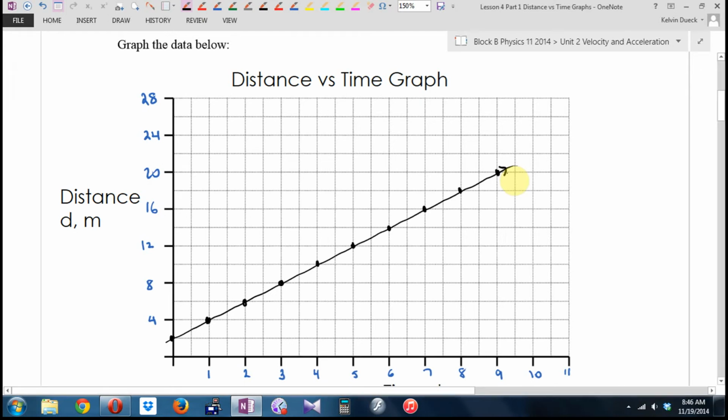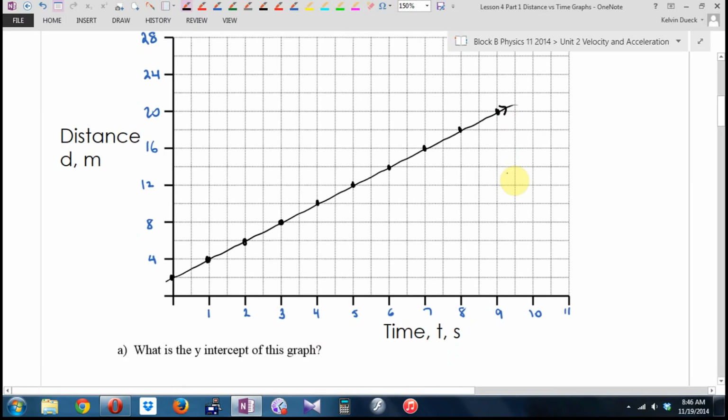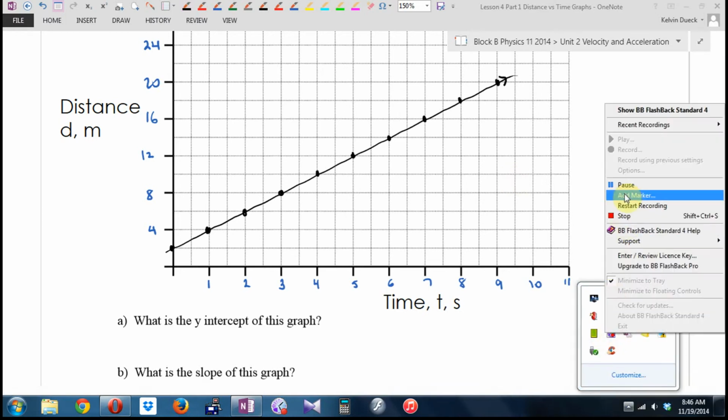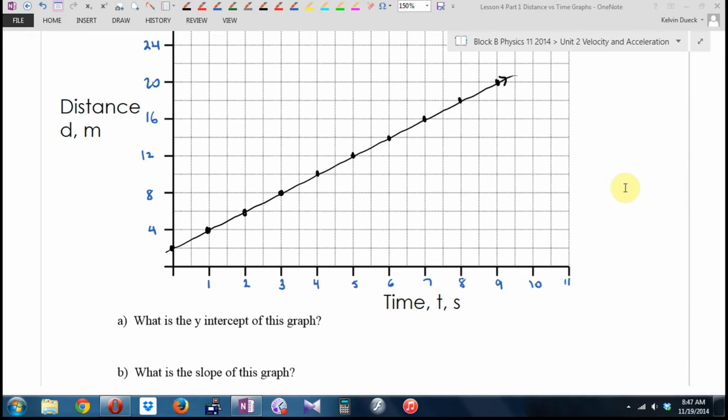What we want to talk about today is what this shape tells me about how this person is moving, how fast they're moving, what direction they're moving, and whether they're moving at a constant speed or a changing speed. So let's answer some questions. What's the y-intercept of this graph? What, comma, what? Hang on, I got a latecomer. What's the y-intercept of this graph as a point? What, comma, what?